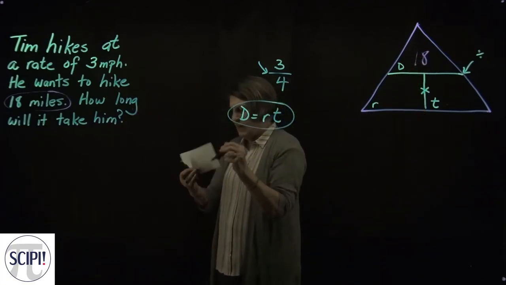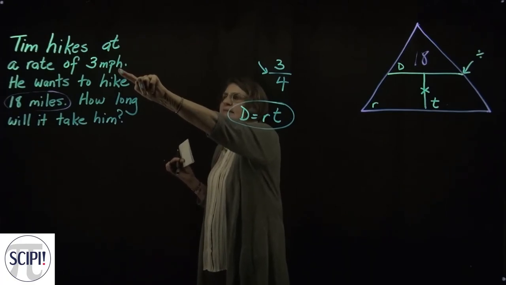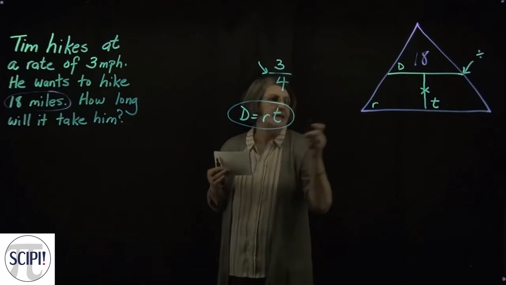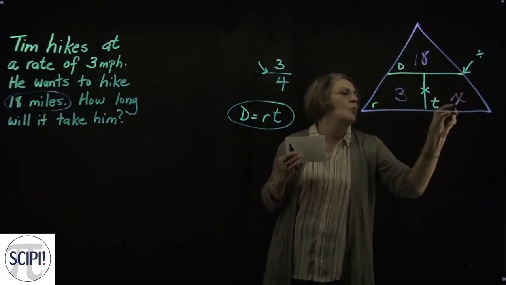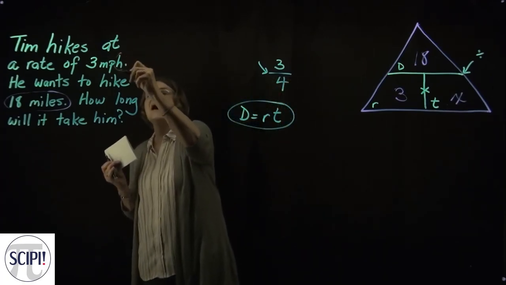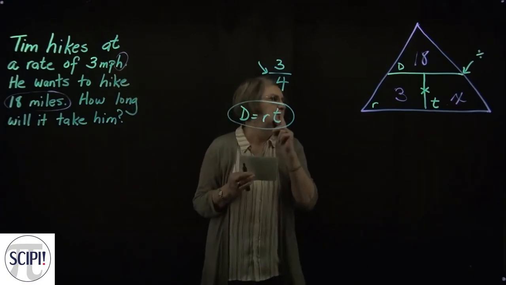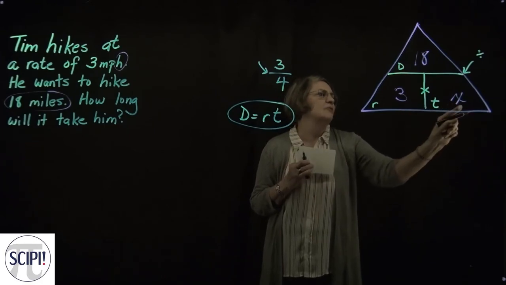is hiking. Now, is this our rate or our time? What do you think? Anna, right, it's our rate. So we're going to put that here. So we don't know the time, do we? Now we know it has to be hours because it's miles per hour. So let's look. I have 18 up here, 3 down here, and x over here.